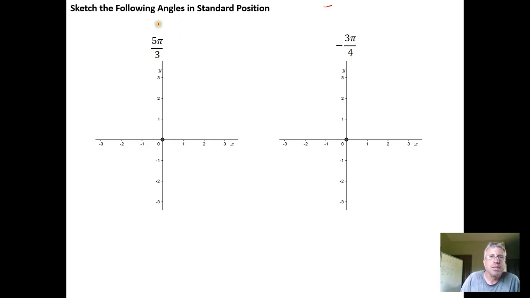When you sketch these, the idea is ignore the 5 and just look at the pi over 3 and think about what that's telling us. Pi radians by itself is equivalent to a 180 degree rotation, right? So it's the upper half plane. And this division by 3 is saying take the upper half plane and divide it into 3 chunks. So take pi radians, divide it into 3 equal sized pieces. Those are going to be 60 degree sized pieces.